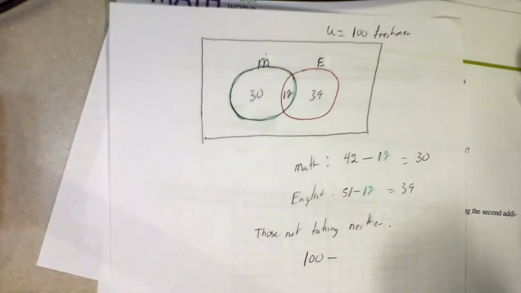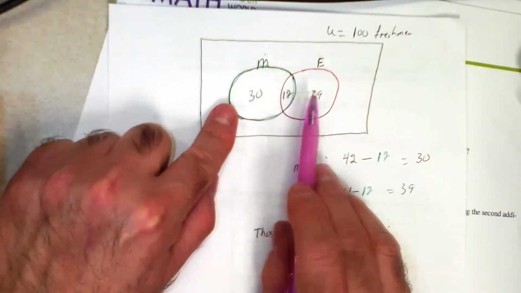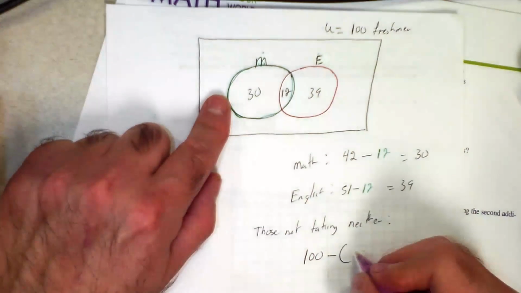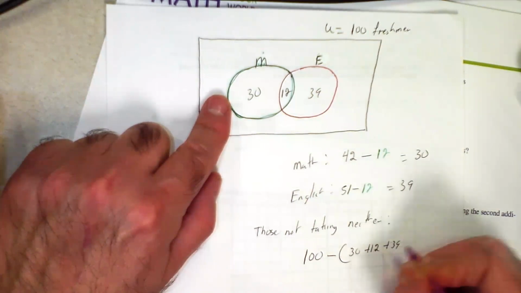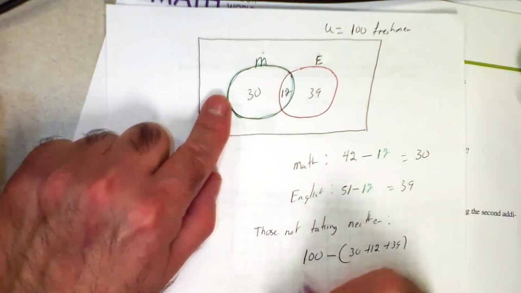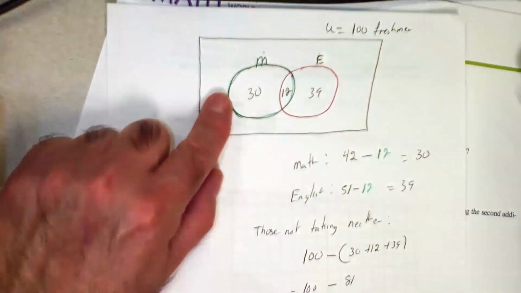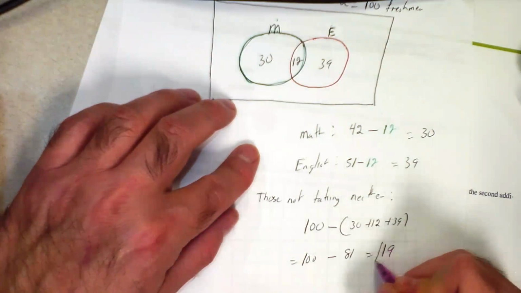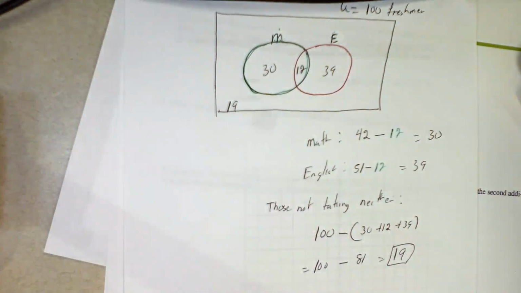okay? And you're gonna subtract the sum of the numbers inside the circle. So you're gonna add 30 plus 12 plus 39, and whatever number you get when you add them, you take them away from 100. So you're going to add 30 plus 12 plus 39. And you got to do that first. That gives you 81. And so if you subtract, that gives you 19. So those 19 are the outside ones. Those are the ones that are not taking neither math nor English.